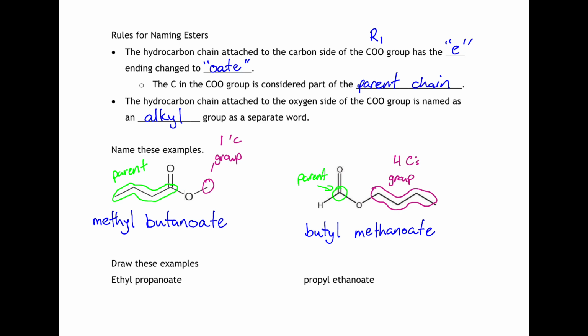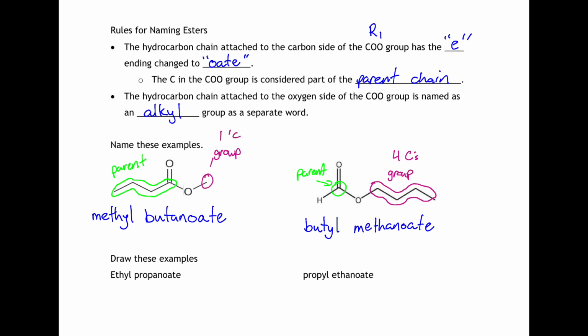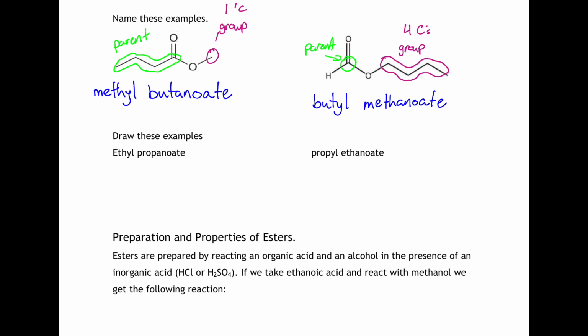How are we going to draw ethyl propanoate? So we're going to just do a little summary here. My summary will be 2 carbons in my group and 3 in the parent. So 3 in the parent chain because propane is 3. So propanoate is the parent.